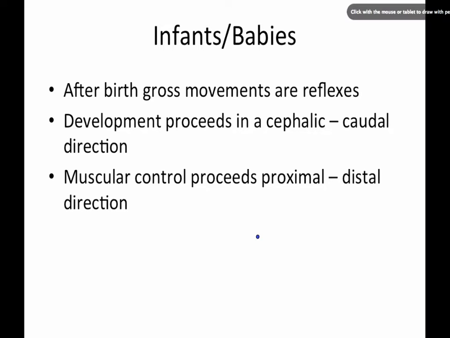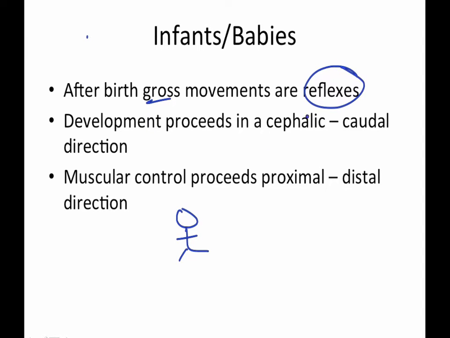And then after birth, gross movements or body movements. So if this is our little baby here, after birth, the first types of movements are just reflexes. And then development proceeds from top to bottom. So it starts at the top and then moves to the bottom. First the kid is going to learn how to control things in their head, and then it's going to slowly move down.